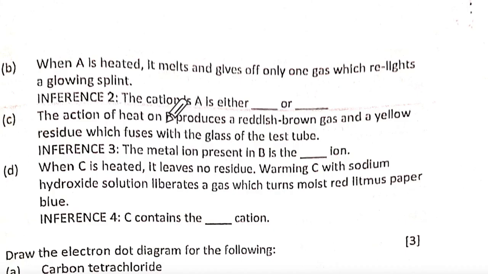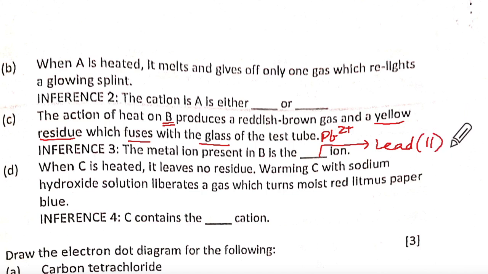The action of heat on B gives reddish brown gas and a yellow residue that fuses with the glass, means it is Pb2 plus over there, correct? It will be lead nitrate. I told you lead nitrate decomposition you have to know by heart. So the metal ion present is which one? Lead 2 plus. Very good. In brackets you'll write Pb2 plus. Understood how to get your 100?